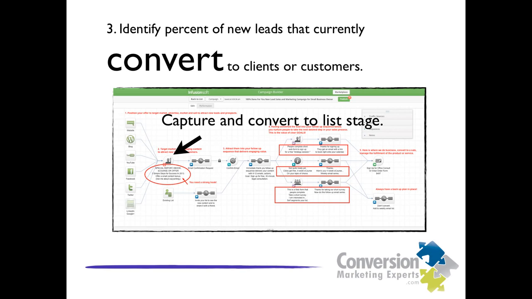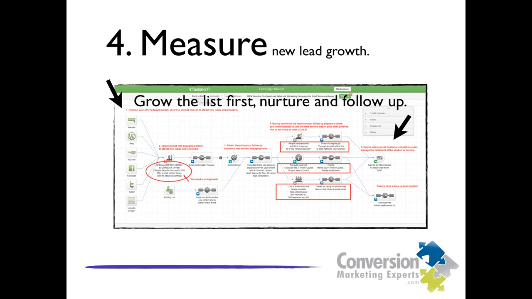Step number three, identify the percent of new leads that currently convert to clients or customers. And this is where we're talking about, again, you'll see the arrow on our screenshot, capturing and converting new traffic, new visitors, new leads, whether you have a physical business, physical plant, a location, or an online presence, or both. Hopefully you have both. You're capturing and converting and growing your list so that you can follow up.